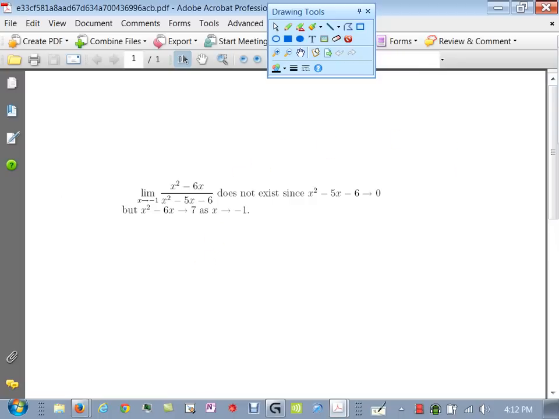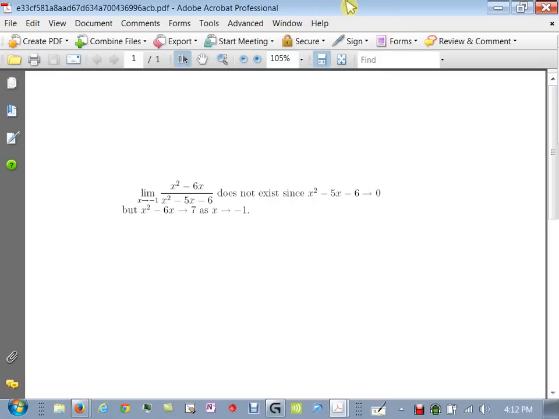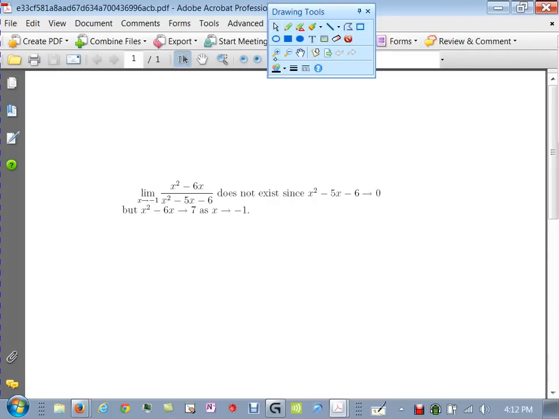Okay, so what about this one? If you let x go to -1 up here, you get -1 squared is 1 minus 6 times -1. That's the same as plus, so you get 7 on top. If you let x go to -1 here, you get -1 squared, which is +1, minus 5 times -1, that's +5, and then minus 6, so you get 0. This time we get 7 over 0. Not 0 over 0, but 7 over 0.